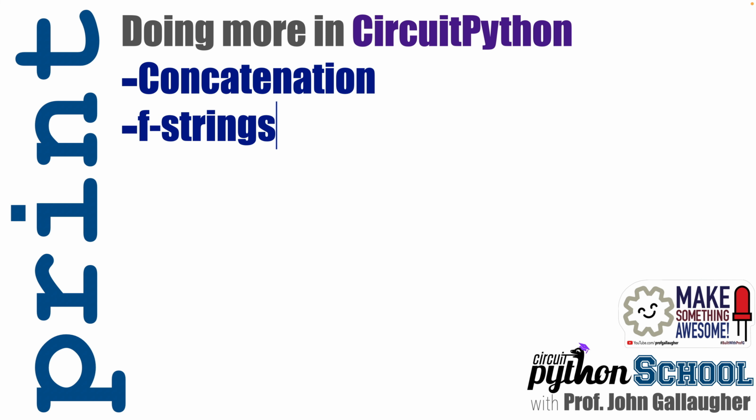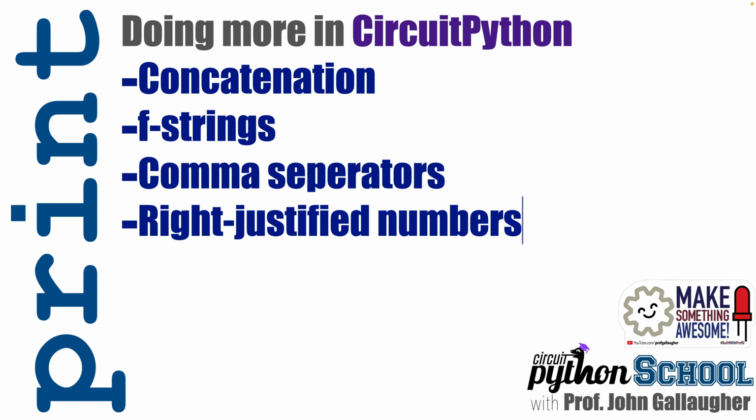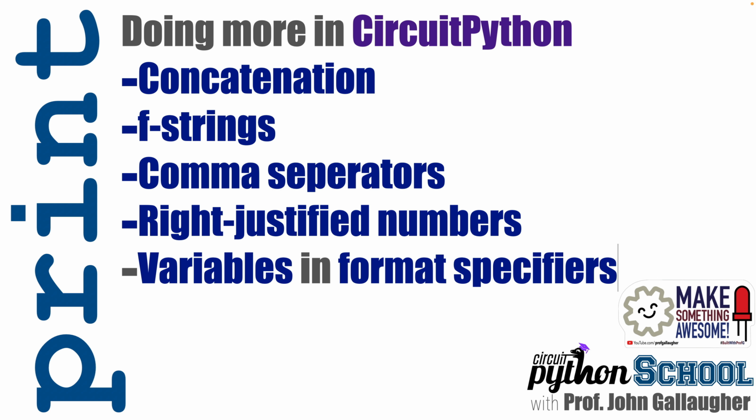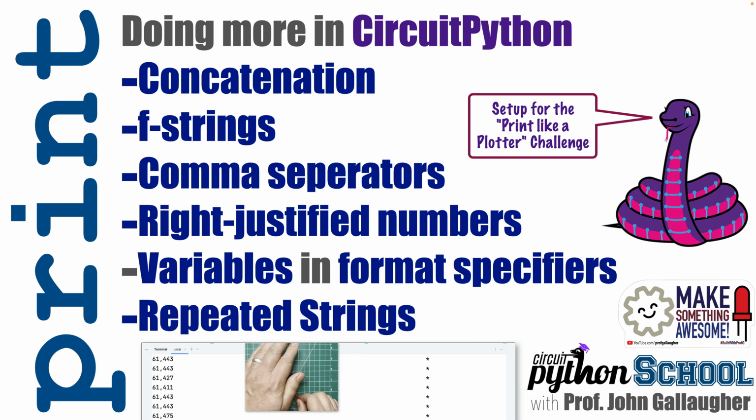We'll cover concatenation, learn more about f-strings, show how to include comma separators in numeric values, right justify those values if printed in a column, we'll show how to include a variable as part of a print format specifier, and we'll work with repeated strings. These techniques will set us up for the Print Like a Plotter challenge presented at the end, and that I'll show a solution for in the next lesson. So stop the presses! It's time for big learning.